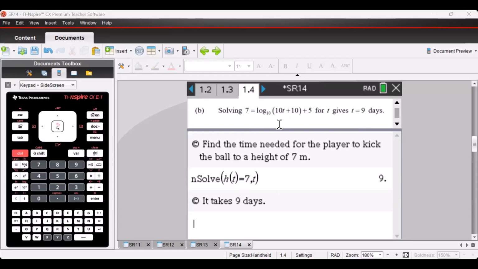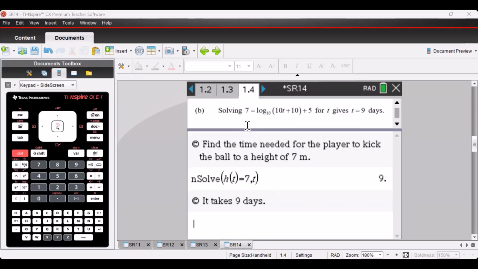Then what you can do is express the left-hand side, rather than 2, as 10 to the power of 2 equals 10 to the power of log to the base 10 of 10t plus 10, which means you get 100 equals 10t plus 10. 10t is therefore equal to 100 minus 10, which is 90. 10t equals 90, and therefore t equals 9.